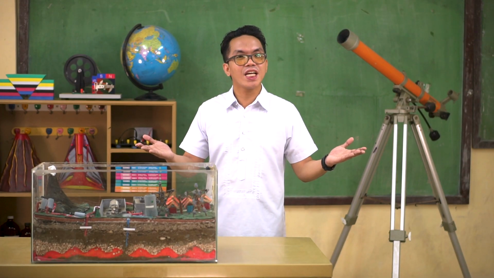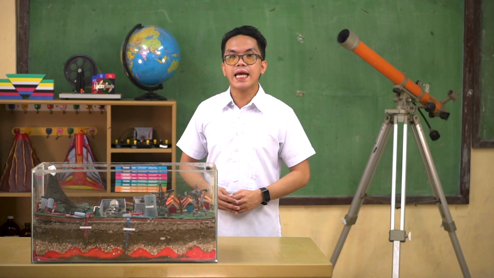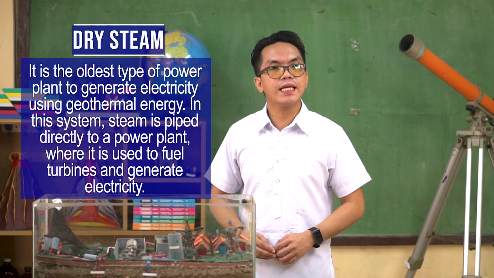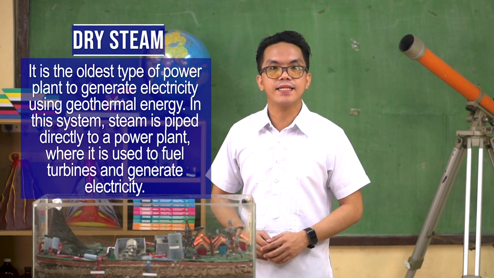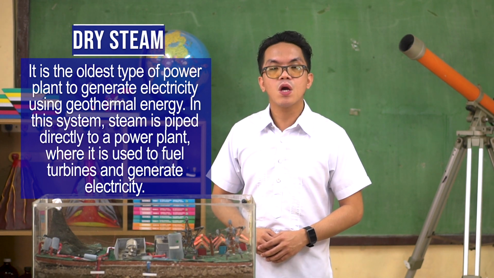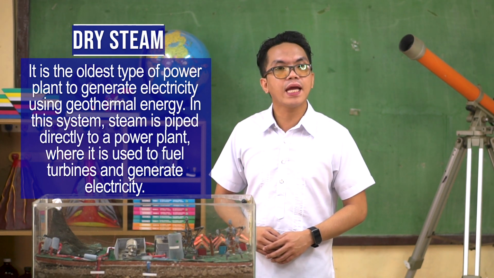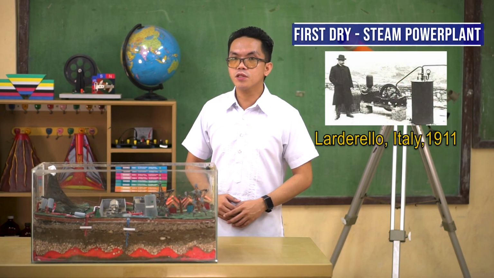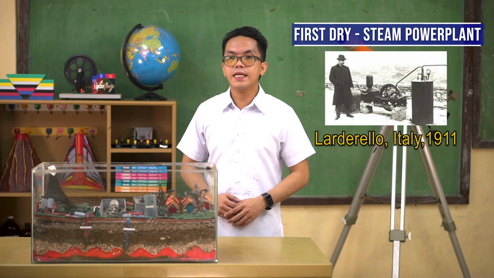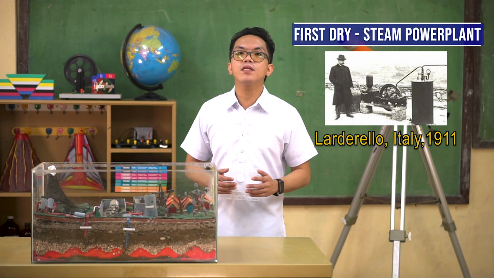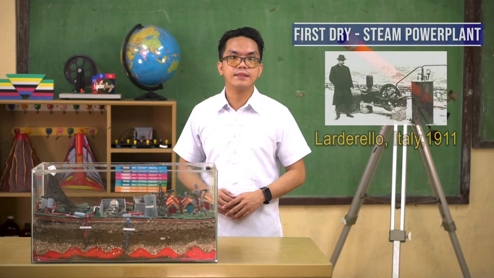How is electricity generated through the use of geothermal energy and natural gas? Dry steam is the oldest type of power plant to generate electricity using geothermal energy. In this system, steam is piped directly to a power plant where it is used to fuel turbines and generate electricity. The first dry steam power plant was constructed in Larderello, Italy in 1911 and continues to supply electricity to more than 1 million residents of the area up to the present.